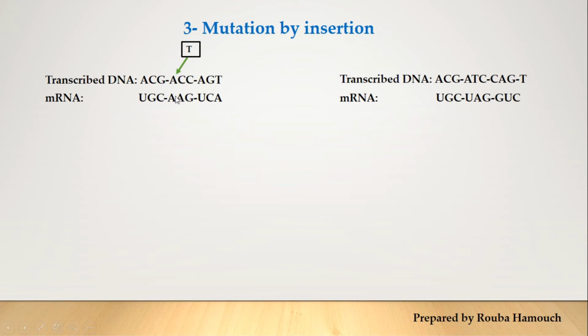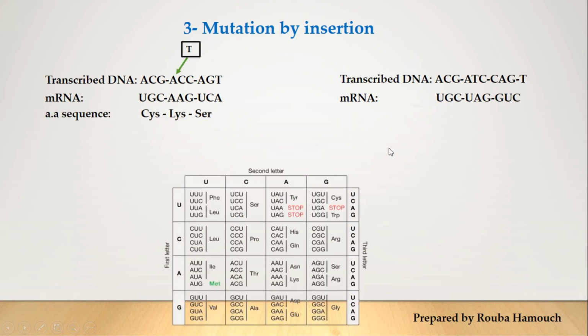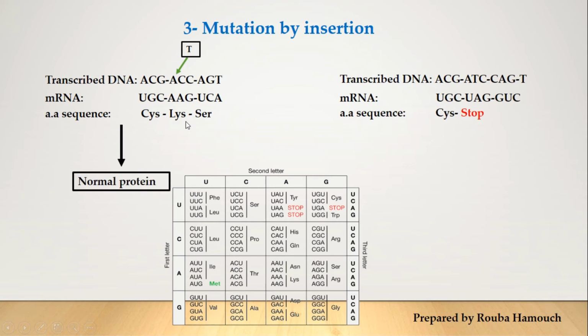ACC is complementary to AAG, while here ATC will be complementary to UAG, same as for CAG is complementary to GUC, and here we have only A phase 2T. As a consequence, according to the genetic code table, UGC will give cis, while UAG is a stop codon. Stop codon means that the amino acid sequence is stopped here. So the amino acid sequence is formed only of one amino acid instead of three. So the protein is surely abnormal and truncated.